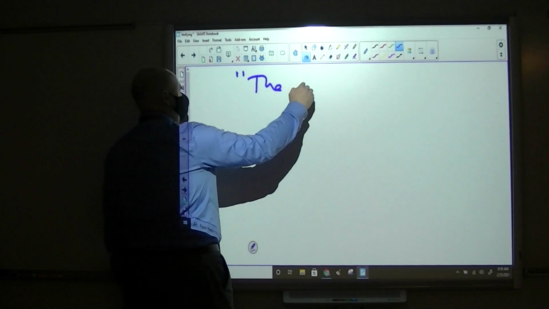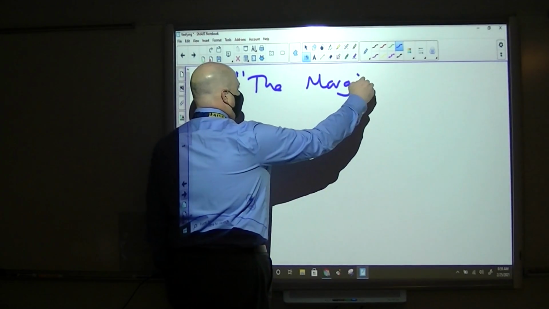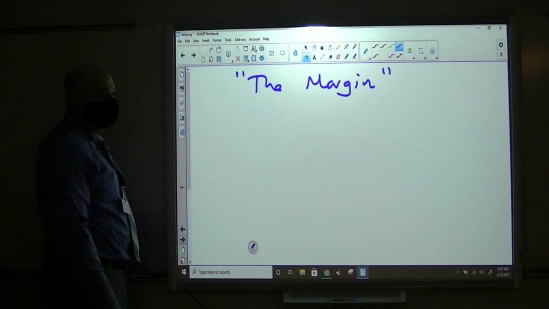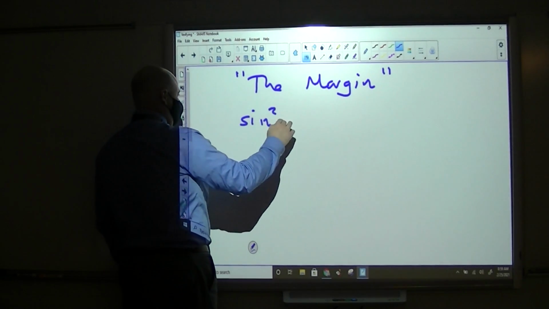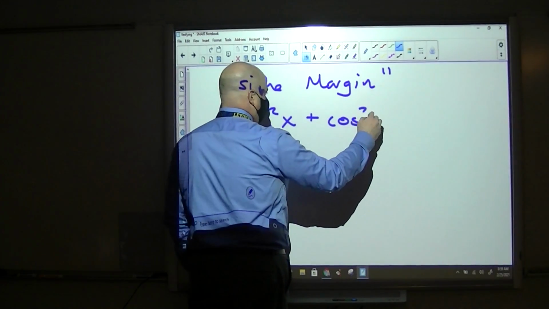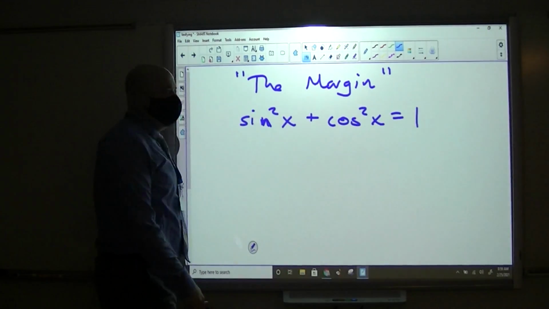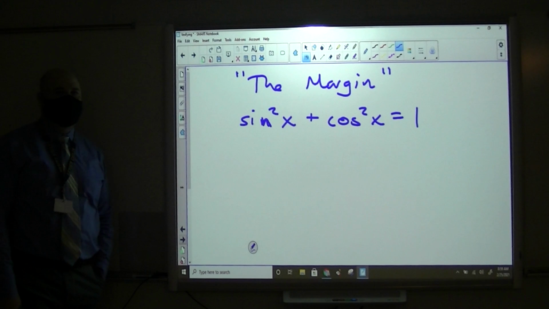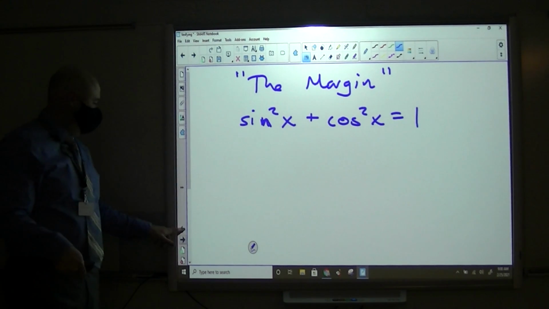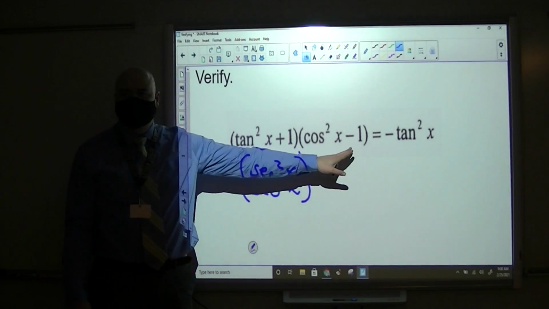We're going to the margin. If you're like, oh yeah, that's secant, or that's sine x, slow it down for a second. Sine squared x plus cosine squared x equals 1. We want a statement that says cosine squared x minus 1. That's what's in this proof. We want that.